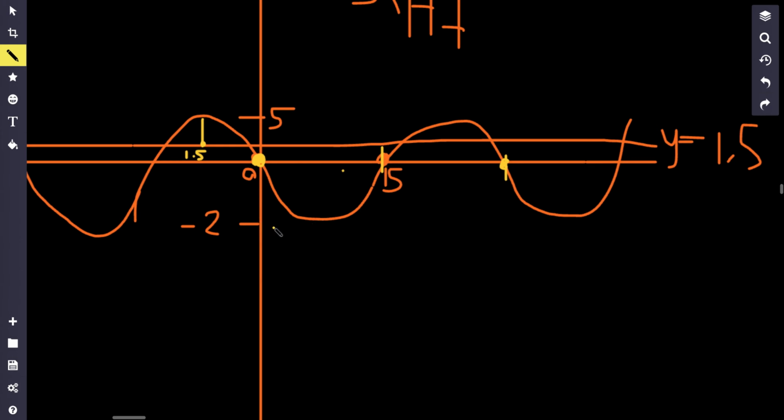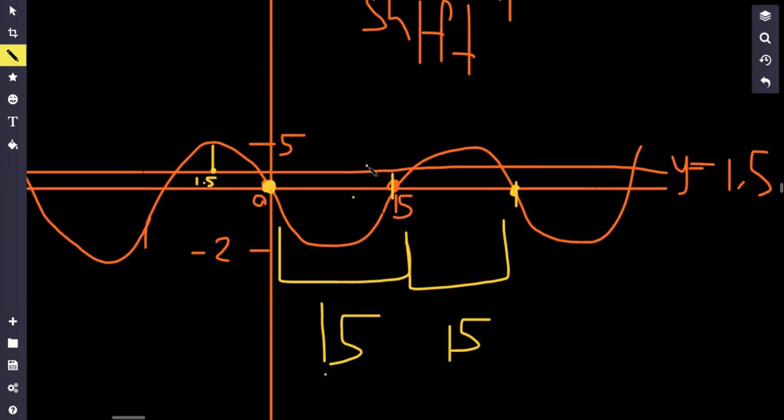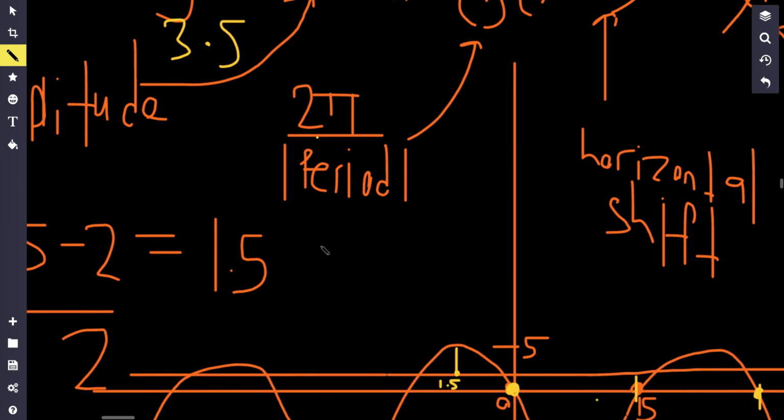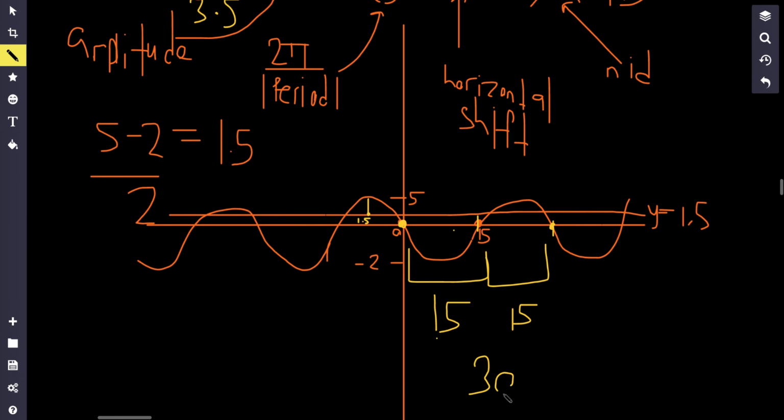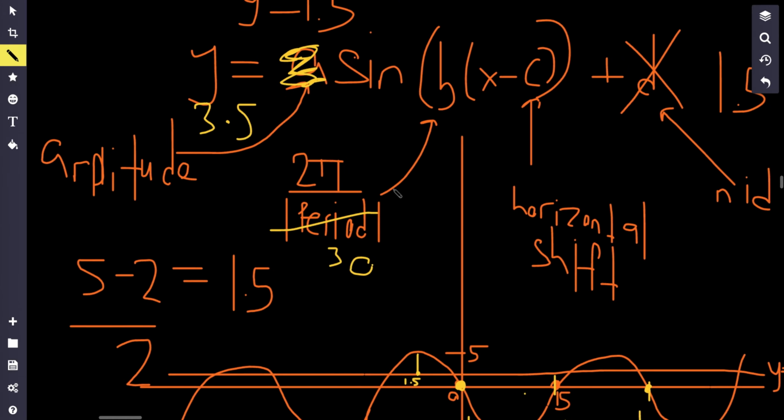All of these distances right over here are going to be the same. So if this right over here is 15, we can say that the distance from here to the next one is also going to be 15, meaning that our period is 30. That's going to be our period. This 15 plus 15 is 30. So 2 pi divided by 30 is just going to be equal to pi over 15.